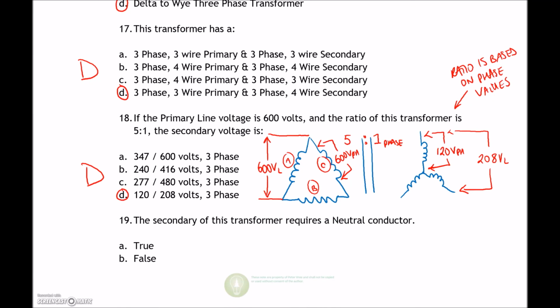Secondary of this transformer requires a neutral. Well, we have a Y. Those guys are going to be feeding a number of loads, and we'll have a neutral that definitely goes back to that Y connection there. So 19 is A.